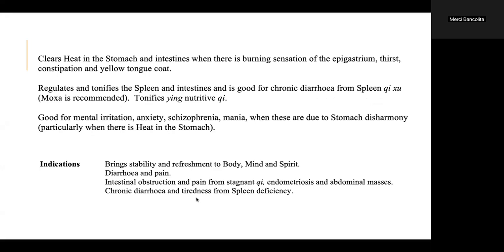Clears heat in the stomach and intestines when there is a burning sensation of the epigastrium, thirst, constipation, and yellow tongue coat. Regulates and tonifies the spleen and intestines as it is good for chronic diarrhea from spleen qi deficiency. Moxa is recommended. Tonifies yin nutritive qi. Good for mental irritation, anxiety, schizophrenia, mania, when these are due to stomach disharmony, particularly when there is heat in the stomach. Brings stability and refreshment to body, mind, and spirit.